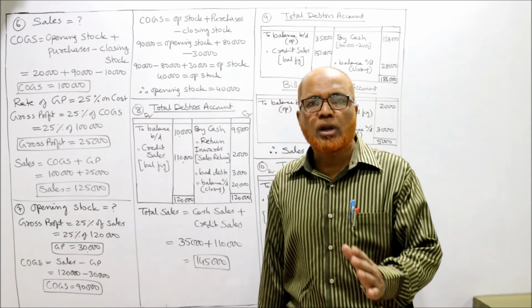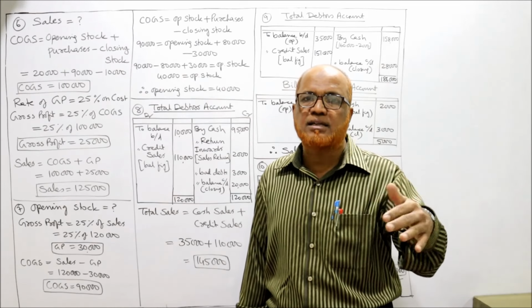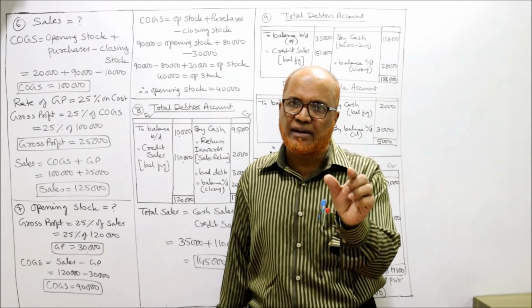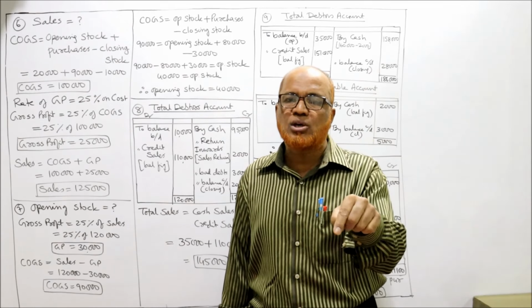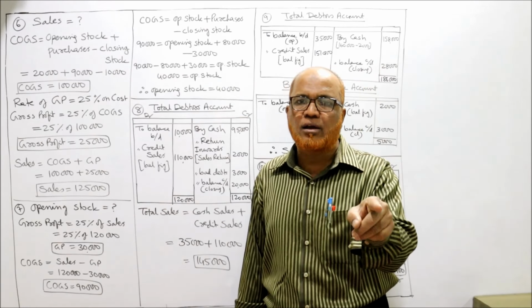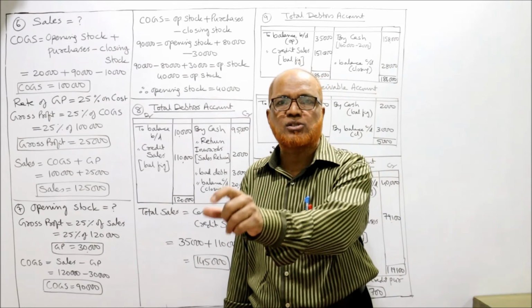That's it. So remember, use the information given in the problem and find out one item at a time. Opening stock, purchases, closing stock are given. We can easily find out the COGS. By using COGS, we can calculate gross profit. Once you get the COGS and gross profit, you can easily find out the sales. Sales is equal to COGS plus gross profit.